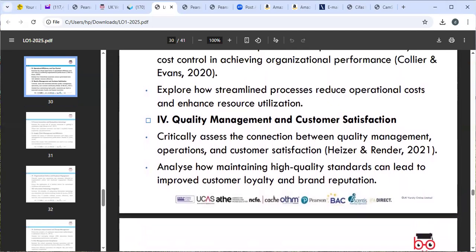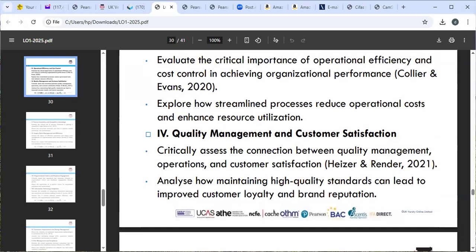Quality management and customer satisfaction. You have to critically assess the connection between quality management operations and customer satisfaction, and analyze how maintaining high quality standards can lead to improved customer loyalty. Of course, when products are high in quality, customer loyalty increases because they always return back. Okay, they always return back.